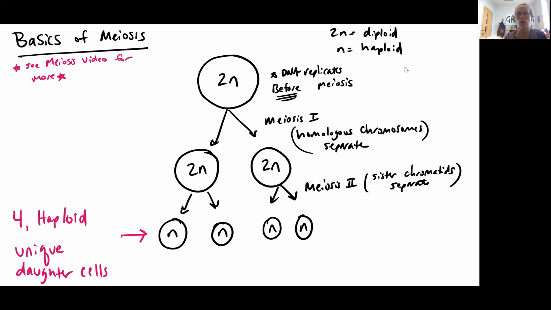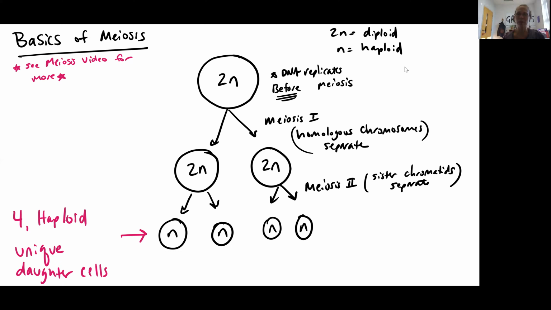So that lets you go through your first meiotic division. Meiosis is very similar to mitosis in that you're going to have a prophase, metaphase, anaphase, telophase. Remember, with prophase, the DNA is going to condense into chromosomes, the nuclear envelope disappears, and the spindle apparatus forms. In metaphase, they line up in the middle of the cell. In anaphase, they pull away from each other. And in telophase, you get two new nuclei.